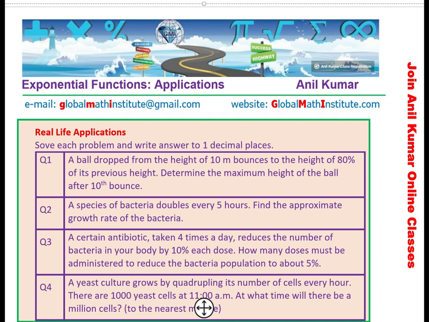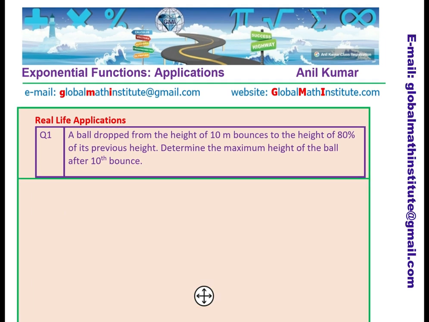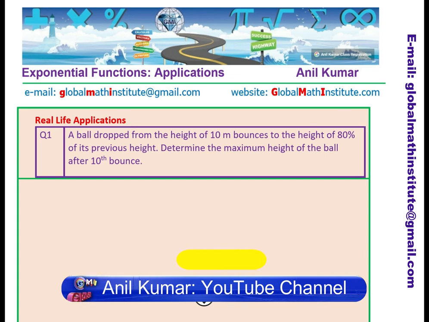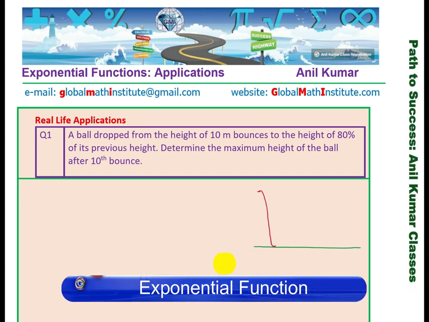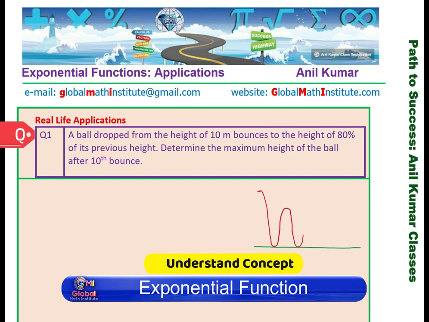So let's begin with the very first one, which is regarding a ball dropped from a height of 10 meters. It bounces to the height of 80% of its previous height. Determine the maximum height of the ball after the 10th bounce. A very straightforward question here, right? So basically, if we consider this to be the ground and the ball which is dropped, it bounces to 80% of the position. Do you see that? It's kind of like this, right? So that is the situation.